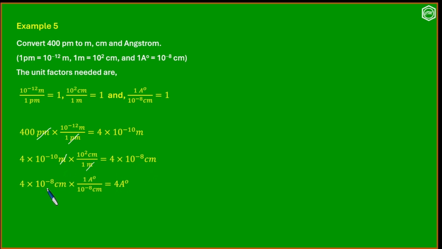Now it should be converted to angstrom. 4 into 10 raised to minus 8 centimeter into the third unit factor, 1 angstrom by 10 raised to minus 8 centimeter, and centimeter and centimeter get cancelled. The result is 4 angstrom.